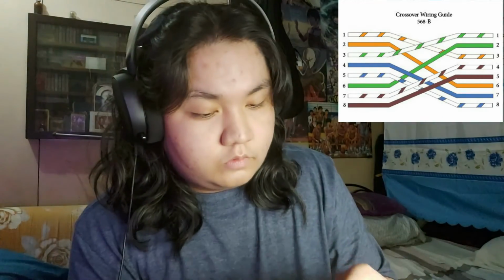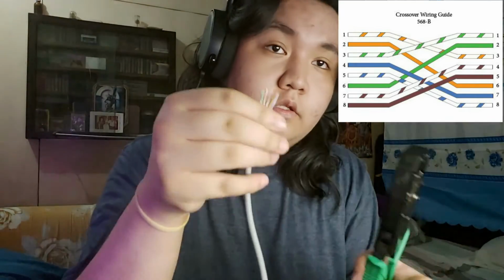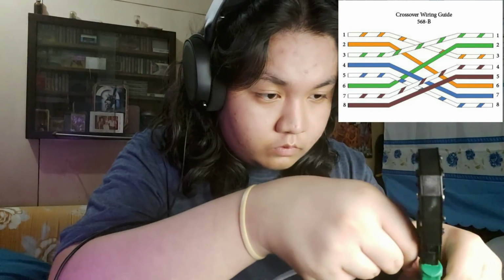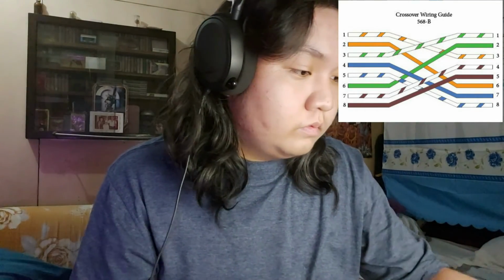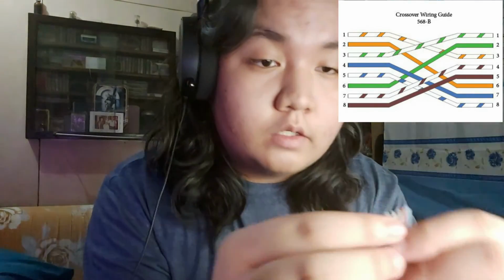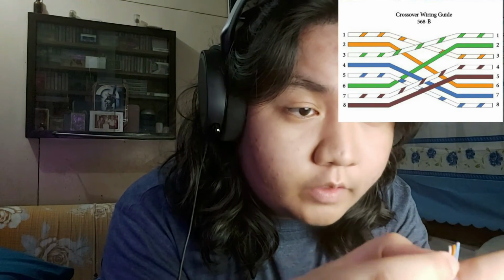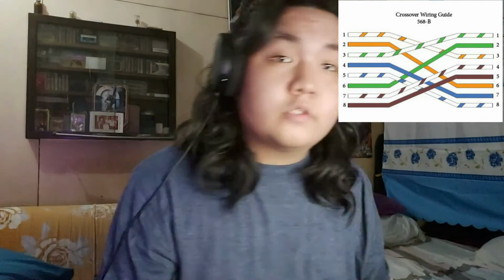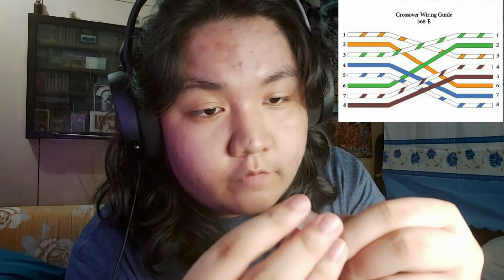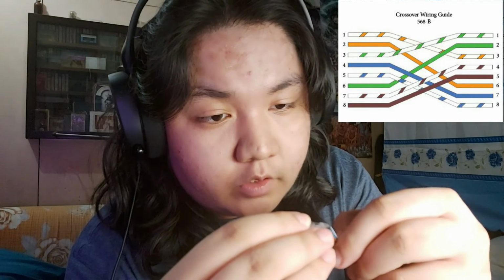Here's our pattern for the other end of a crossover. So we just straighten it, and we cut it using our crimping tool. There you go. Now you double check if the pattern is correct: white green, green, white orange, white brown, brown, orange, blue, white blue. It seems correct. Now take your RJ45 and carefully insert this one.